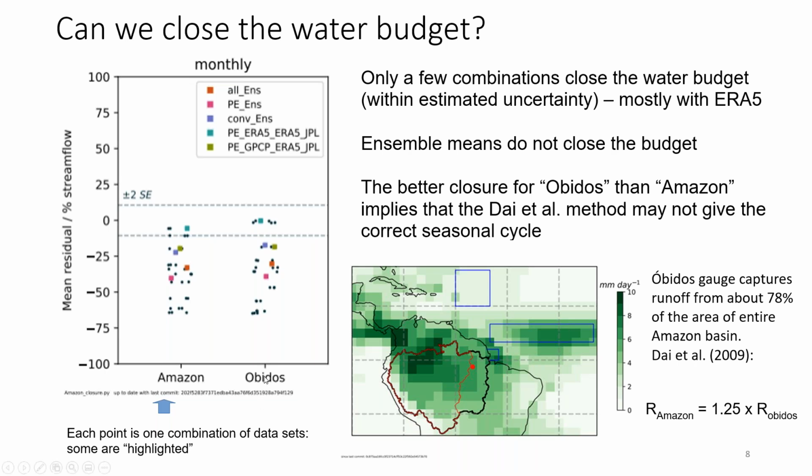If we use the direct measurements at Óbidos, and then again the results from ERA5 P and E give the smallest closure error. And in contrast, the multi-product ensemble would not close the water budget. And furthermore, because the closure is even better based on the direct measurements at Óbidos than based on the estimated discharge of the Amazon using this simple equation, this implies that the dietol method may not give the correct seasonal cycle, even though the climatology might be fine.